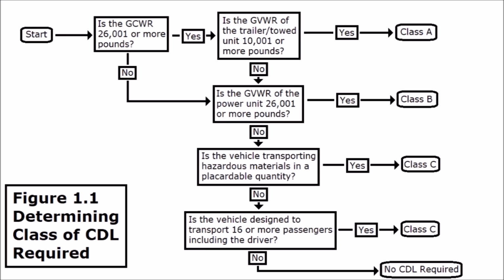No. Does the vehicle require hazardous material placards or transport a select agent or toxin? Yes. You need a Class C CDL. No. You do not need a CDL. Note, a bus may be a Class A, B, or C depending on whether the GVWR is over 26,001 pounds or is a combination vehicle. Continuing with the text.